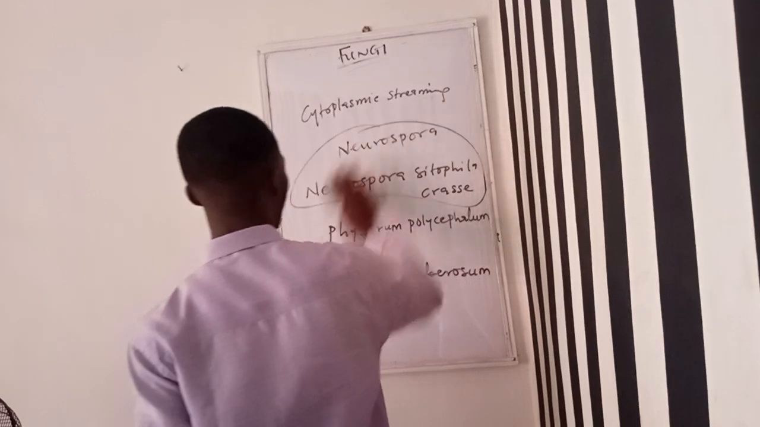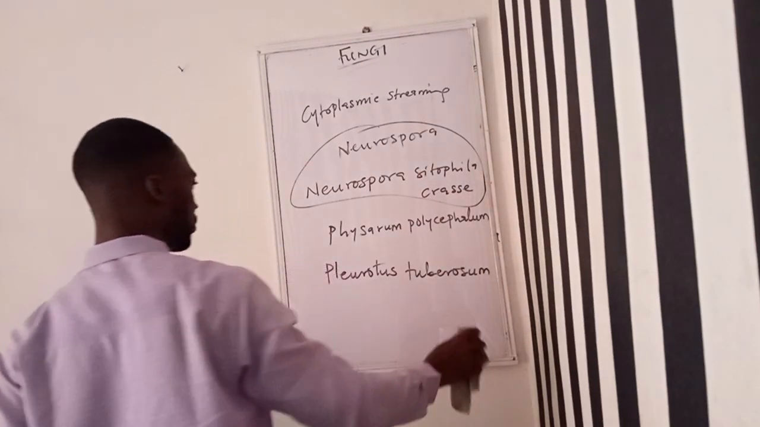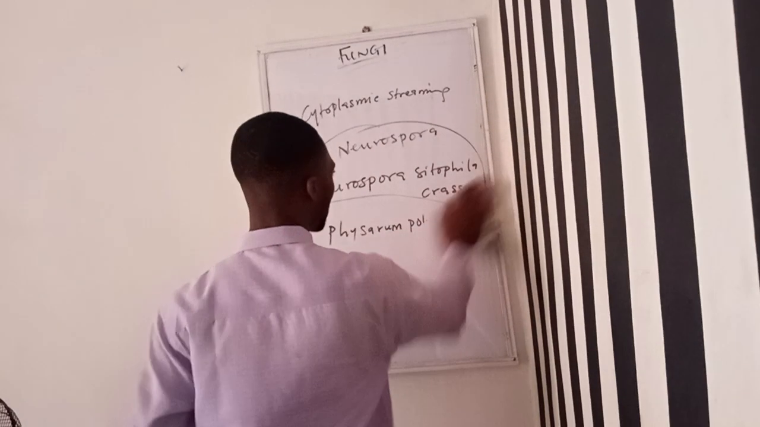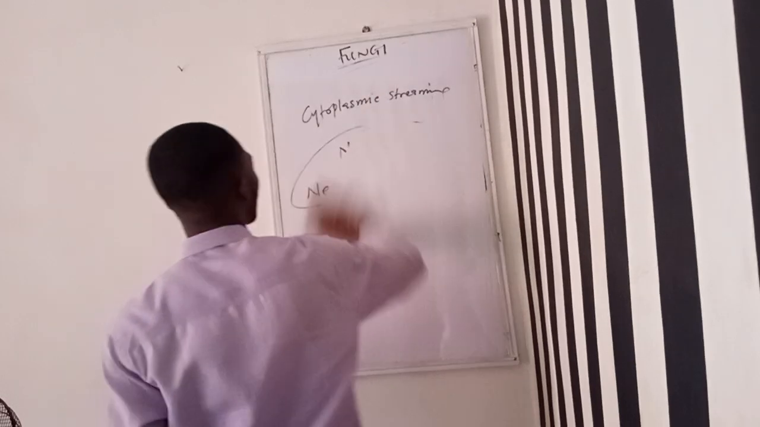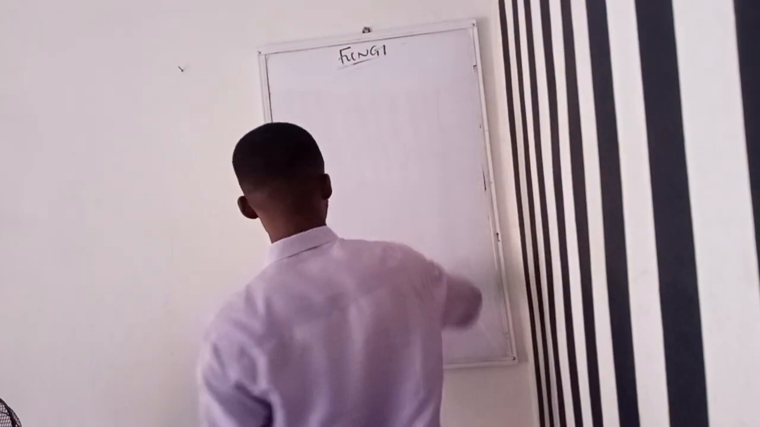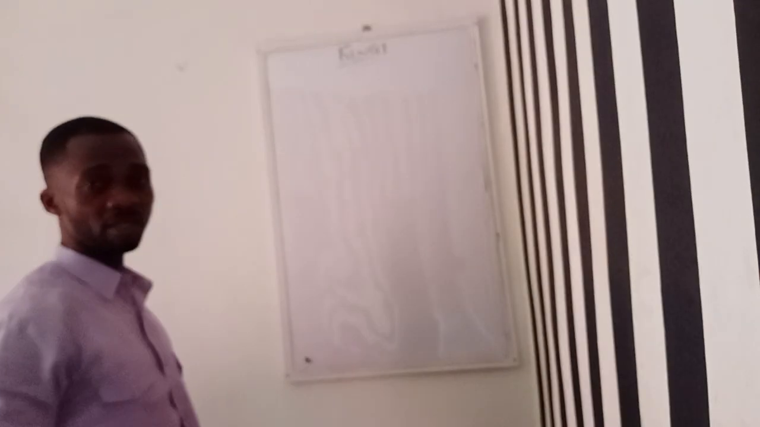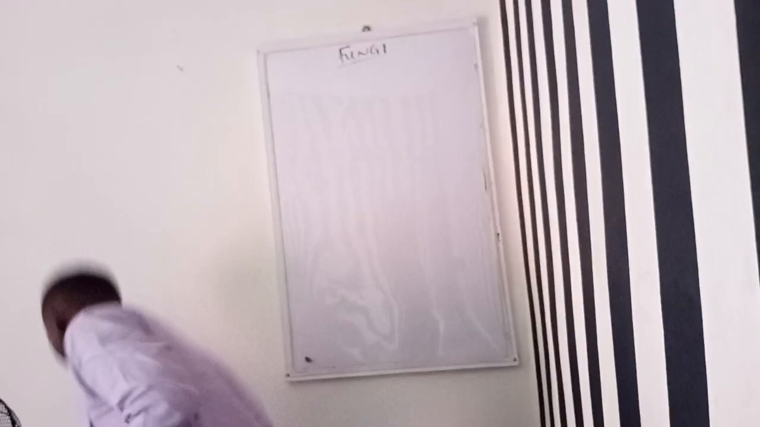So use this one in thickening of melon soup, Pleurotus tuberosum. So let's now talk about the disadvantages of fungi quickly. So fungi can cause many diseases. They serve as parasites and they can cause many diseases.